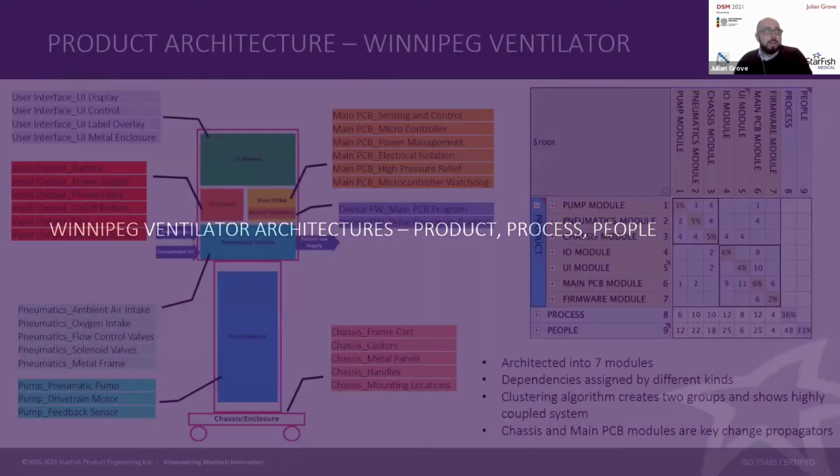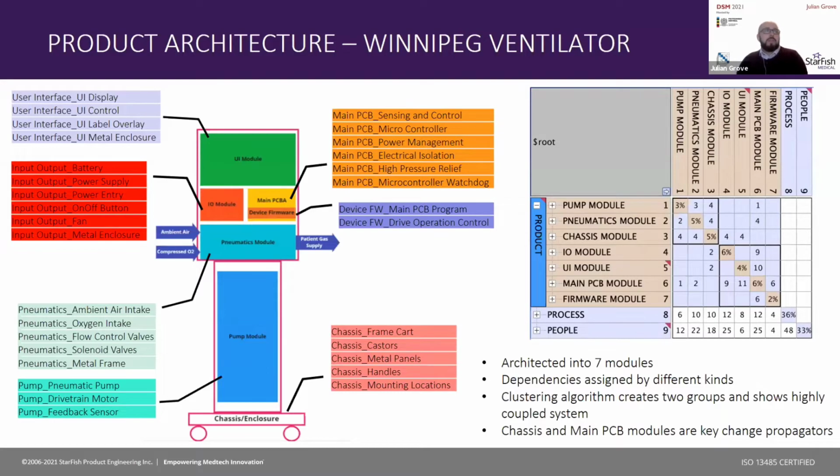But before we get to those lessons learned, I want to share a little bit about the product, people, and process architectures that we analyzed. So starting with the product architecture, you say, well, what is a ventilator? What is the Winnipeg ventilator? So its function is to take in air and compressed oxygen, mix that together, and then supply tailored breaths to critically ill COVID-19 patients via the breathing circuit.